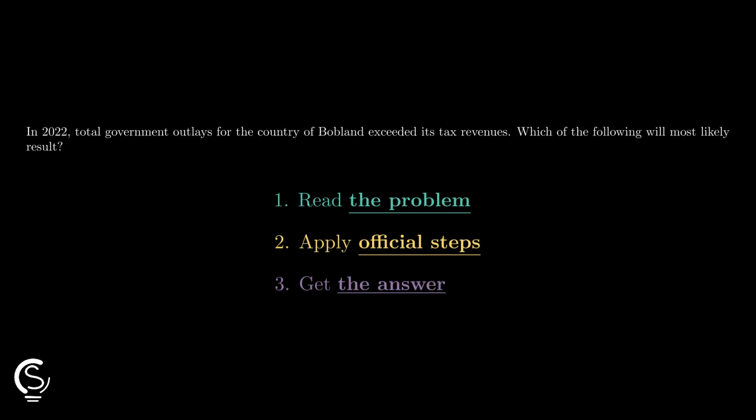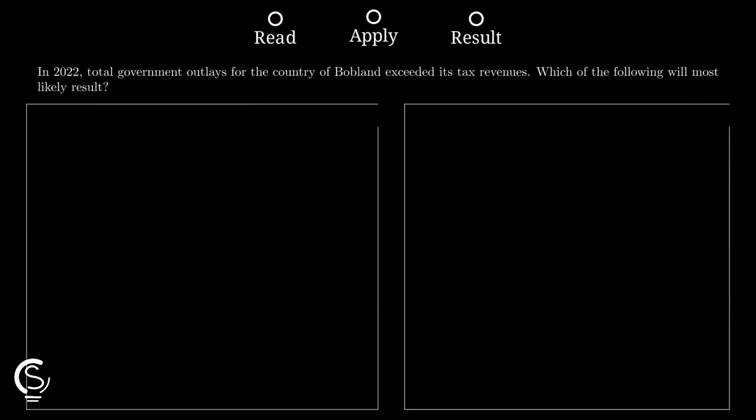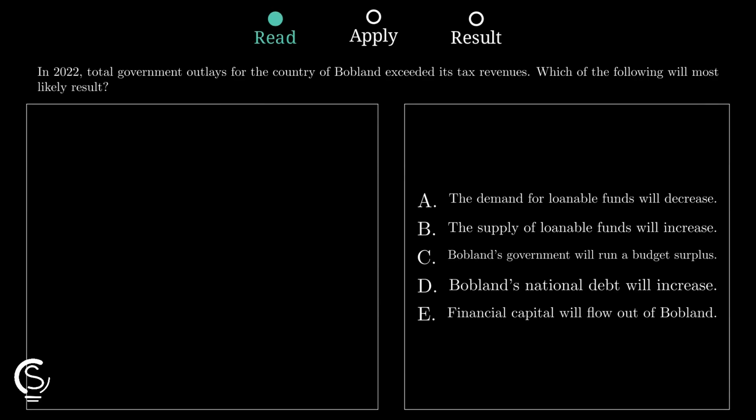Government spending in Boblin is higher than tax revenue, so we need to find the economic result fast. Let's solve this problem together right now. When outlays exceed tax revenues, the government is spending more than it earns. This creates a budget deficit because the total income does not cover all the necessary public expenses today.